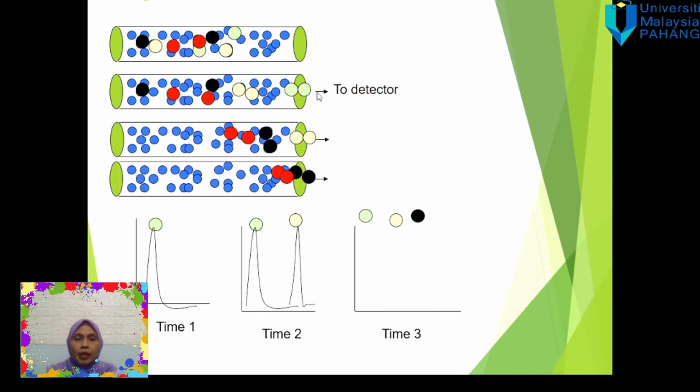The ones that come out first will have the lower retention time, followed by the next compound and the last compound. This is how the separation will happen in the GC. All the flow is the mobile phase, which is the gas.